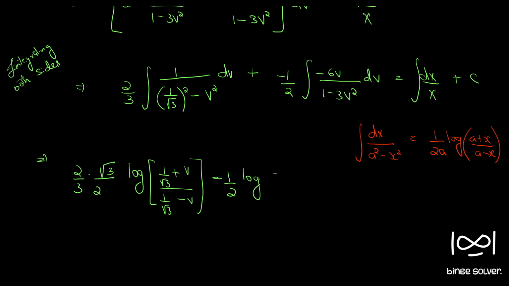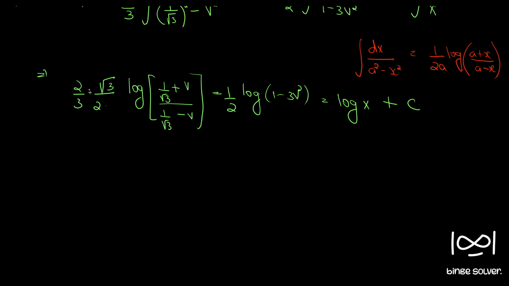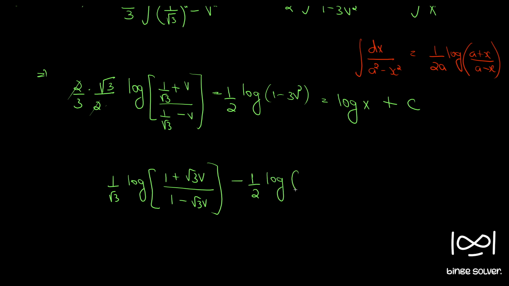Here the integral is log (1 minus 3v square), as we have the differential of this in the numerator. So we can write this as log (1 minus 3v square) is equal to log x plus c. The integral of dx by x is log x plus c. So we have this. So 2 cancels and root 3 becomes 1 by root 3. So 1 by root 3 into log (1 plus root 3v) by (1 minus root 3v). 1 by root 3 cancels. So this simplifies to minus 1 by 2 log (1 minus 3v square) equal to log x plus c.